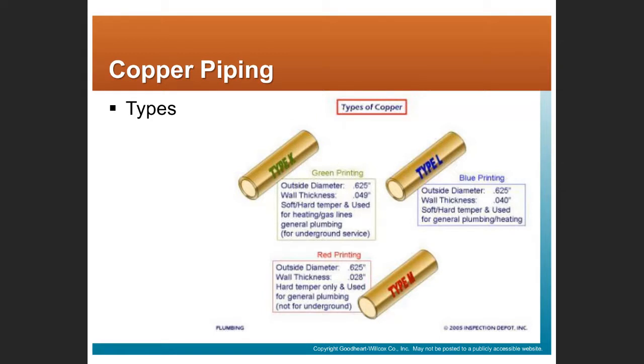Right, type K is going to be a thicker wall than type L or type M. Obviously, if the outside diameter is the same, and the wall thickness varies, then the ID, or the inside diameter, is going to vary as well. But again, you see that the K, L, and M are going to be used in different situations, right? We see type K with its thicker wall is going to be suitable for underground service, and the type L or M would be more used for general purpose plumbing, not underground.